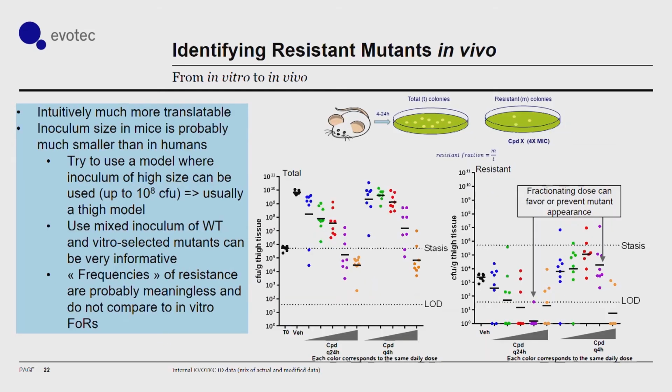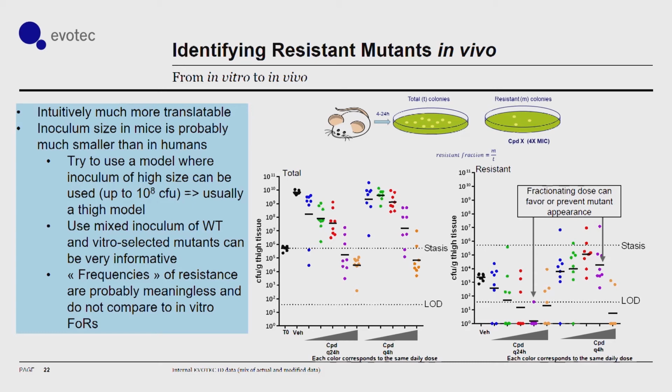In vivo, it's intuitively not nice, but most people really don't think resistance is going to happen because they calculate the frequency of resistance and they say frequency of resistance is 10⁻⁷, and usually the inoculum per mouse is not 10 to the 7 CFU, so it should not happen. Well, sometimes it does happen. Even if you have the in vitro frequency of resistance at 10⁻⁷, you do that in an animal model, and sure enough, you will find the mutants.